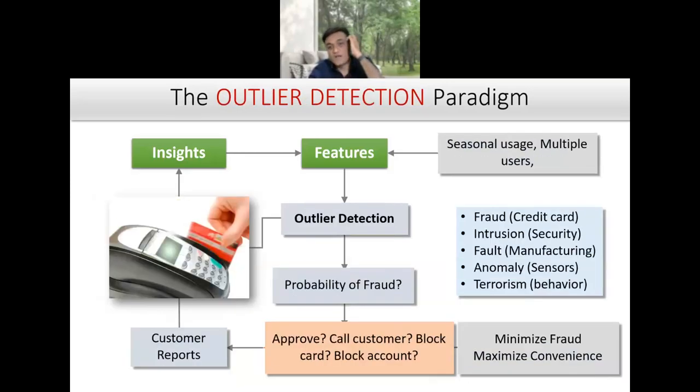Another paradigm is the outlier detection paradigm. Here is a very interesting example of the similar chart which I am using again: data, insight, features, model, prediction, decision, feedback. So this is the same diagram, but now the use case is different, the paradigm is different. It is basically about outlier detection.